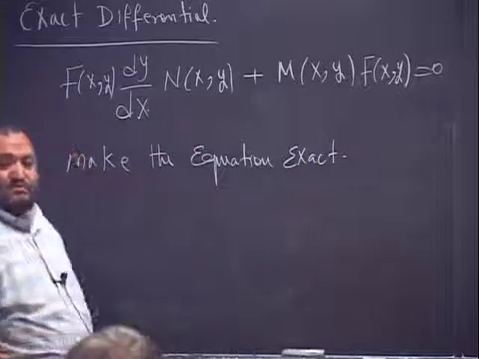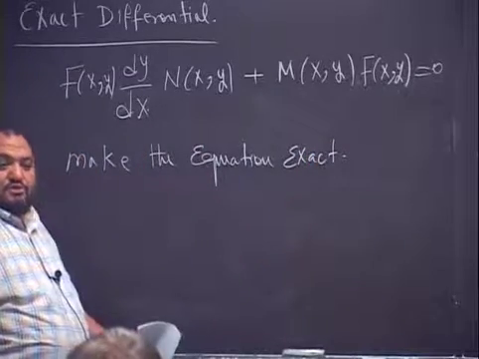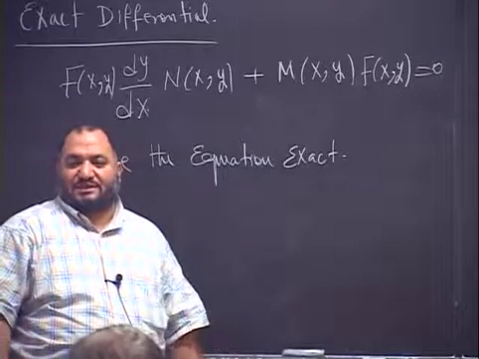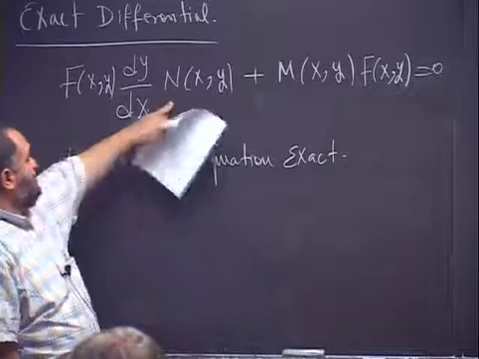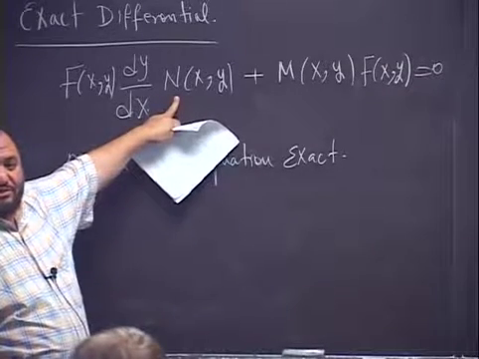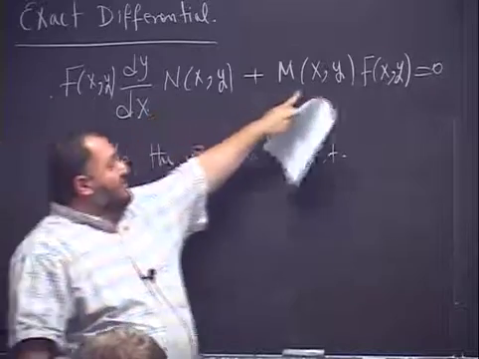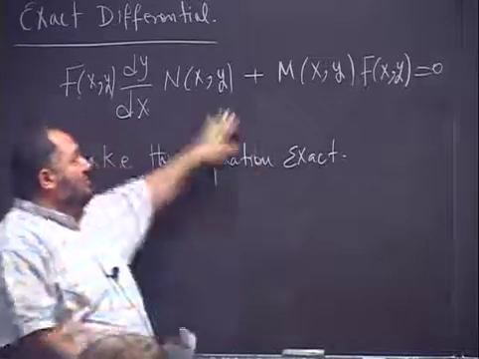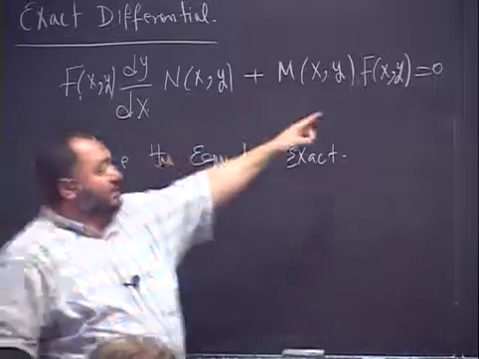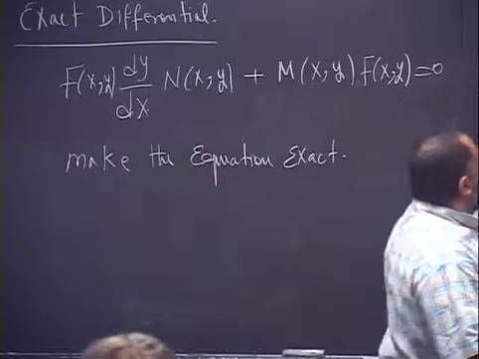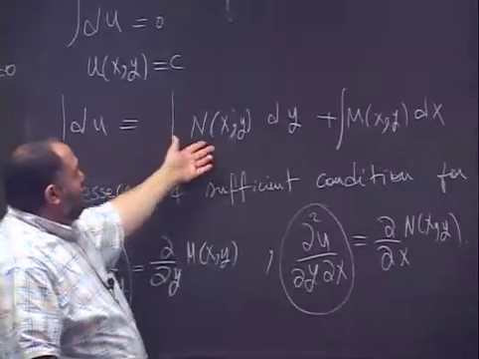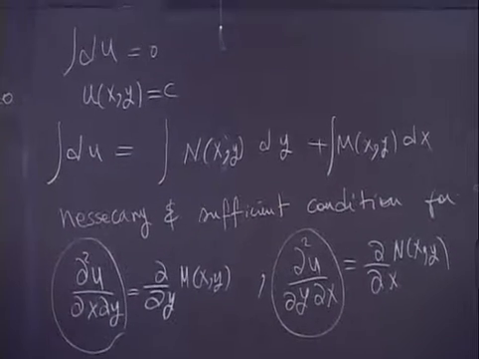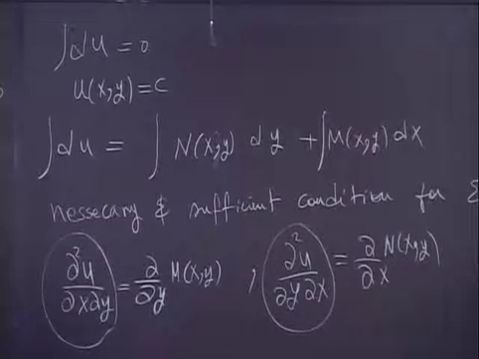Did you understand what we are trying to do? We have an exact equation, easy to solve. How to figure out that this is an exact equation? Differentiate n with respect to x, and differentiate m with respect to y. See if they are equal or not. If they are equal, this is an exact equation. The solution is here: du equal to 0, du equal to the integration of n of x and y dy plus m of x and y dx, and u will be equal to some constant.